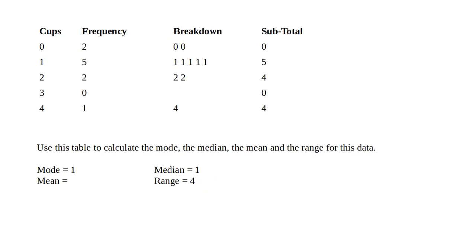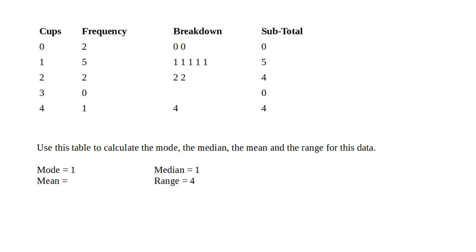You'll see I've created another column which I call subtotal. And what am I doing there? Well, I'm looking at my breakdown. And I had 0 cups of coffee and 0 cups of coffee. And I want to know how many cups of coffee is that? Well, 0 plus 0 is 0.